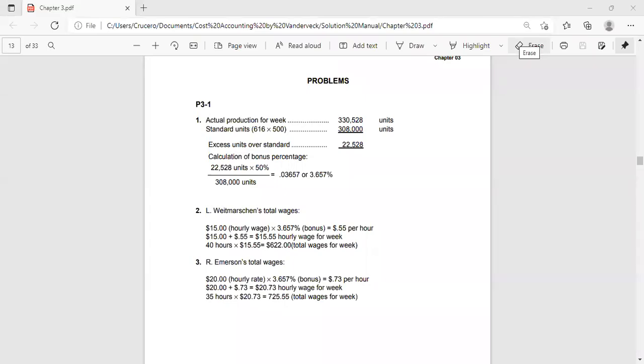Now let's take up problem 3-1. The requirements in the problem. Number 1, determine the hourly bonus rate. Round the bonus percentage to 4 decimal places and the bonus rate to the nearest whole percent. Okay. Now we have payroll computation with incentive bonus.